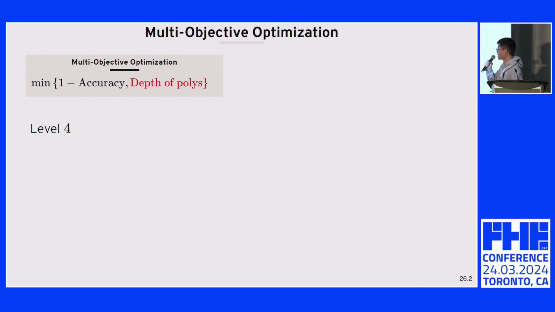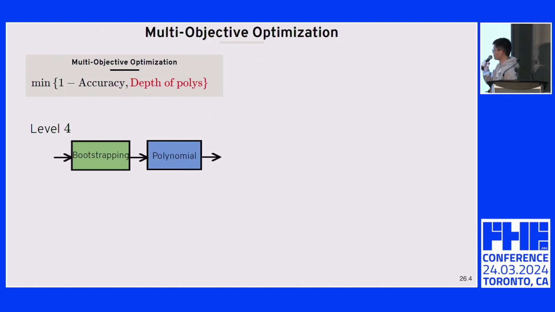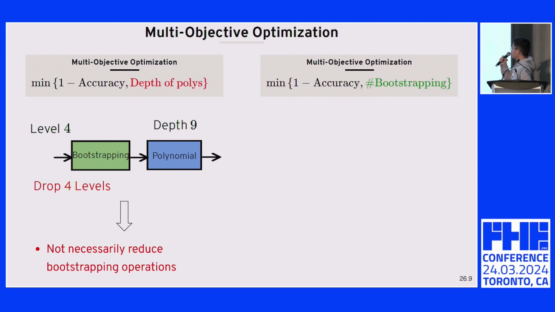Intuitively, maybe we can directly minimize the depths of polynomial functions. But the problem is that it may not necessarily reduce the number of bootstrapping. For example, if the input ciphertext level equals 4, and if the polynomial depth is 9, in that case, you have to switch the modulus, and in that case, you simply wasted 4 levels, and you don't reduce the number of bootstrapping. So we do need to directly minimize the number of bootstrapping, so it can directly accelerate the inference.